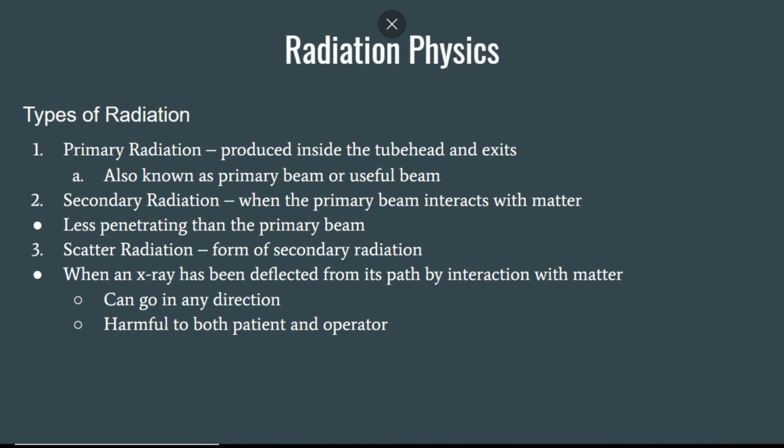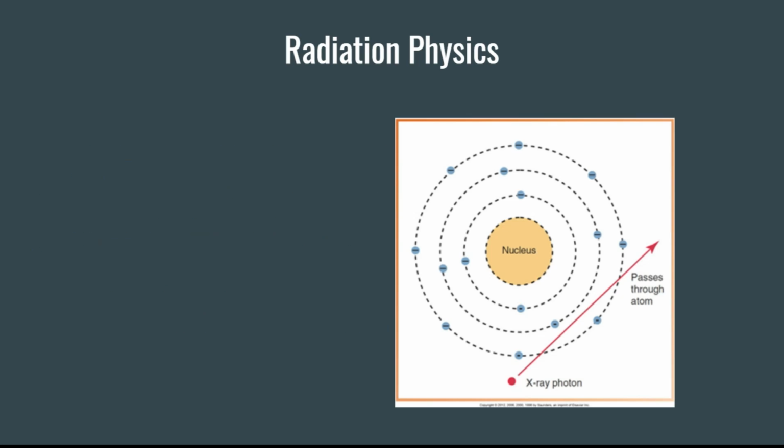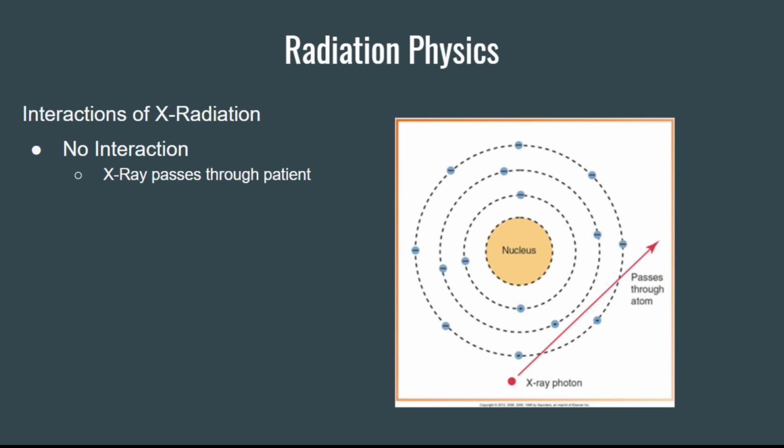And at this point, it's where we start to get our interactions of radiation. So, what exactly does happen at that point? There are a couple of different paths that the radiation can take. First, no interaction. The x-ray is going to pass through the patient, and there's no interaction at all. And if there's no interaction, it's going to leave no changes. So, this atom will not have changed at all.